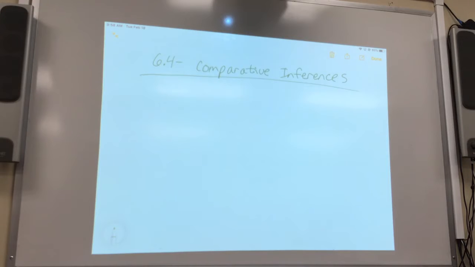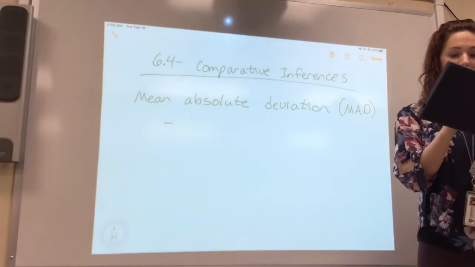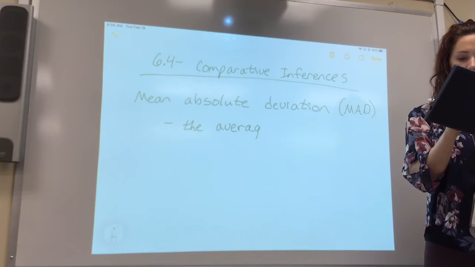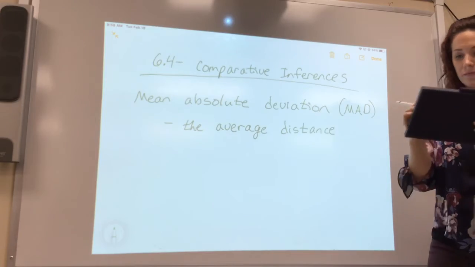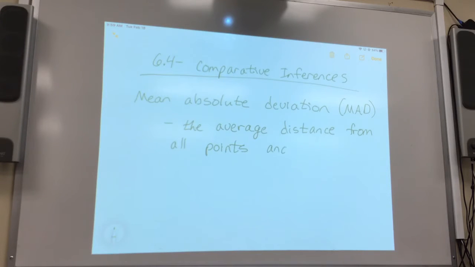Okay, let me give you a definition. Mean absolute deviation. Here's my definition. Not a mathy definition, but this is my definition. The average distance from all points and the mean. It's like the average of a bunch of little ranges.